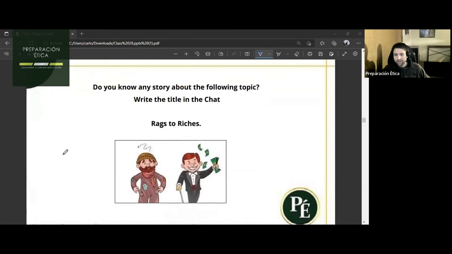So this is the next topic. Do you know any story about this topic? Rags to riches. Someone who was poor and for some reason became a millionaire. This is like a very common topic in literature or also in movies or series as well. There are some of them. There is an Indian one, which is very important. Any idea about this one?